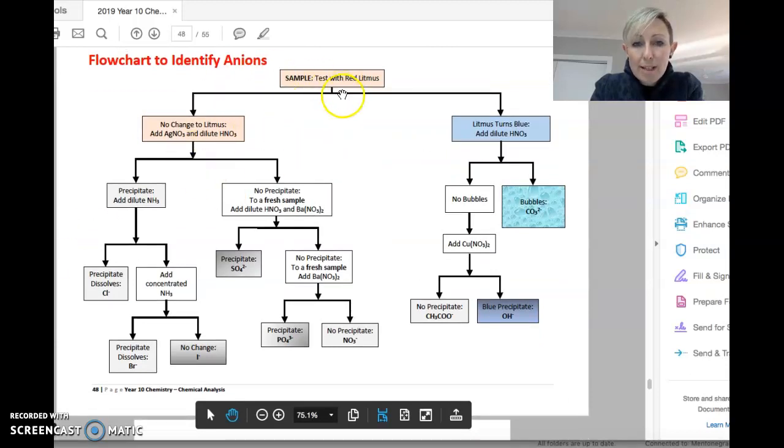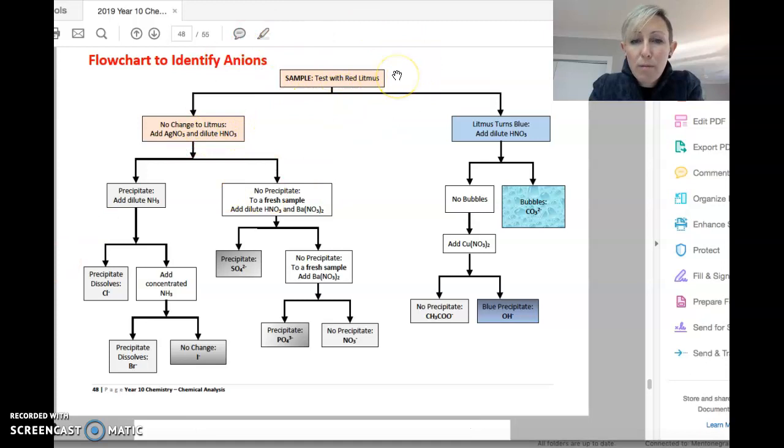Your first step you'll notice here is using red litmus, and that will be provided to you on the bottom level of the trolley, and it's going to be litmus paper. And if you remember back to year 9 when we did acids and bases, red litmus will indicate whether something's acidic or not. So you'll test it, and if you get no change, you'll follow this side. And if you get a change, blue being basic, then you'll go down this side of the flowchart. And you'll follow the steps one by one, and eventually you'll identify the anion in your compound.